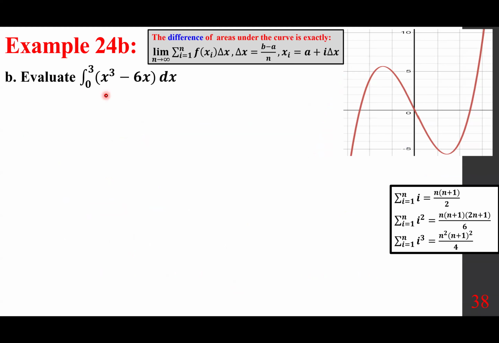We want to evaluate the integral of 0 to 3 of x cubed minus 6x, where, again, I'm reminding you of the definitions, summations, and so forth. So what is the function, everybody? f of x equals x cubed minus 6x. What is a? 0. What is b? 3.